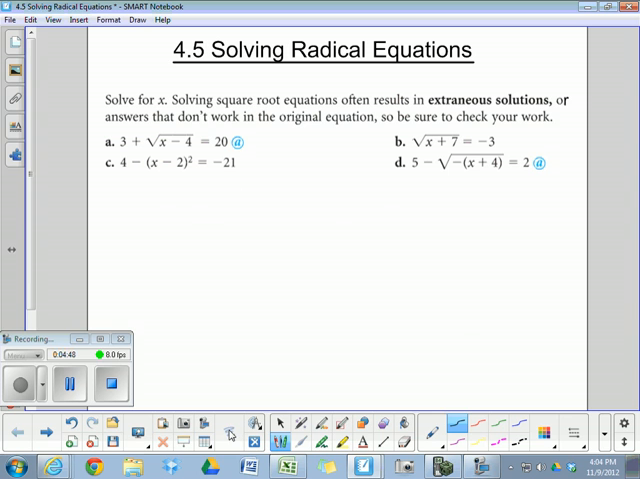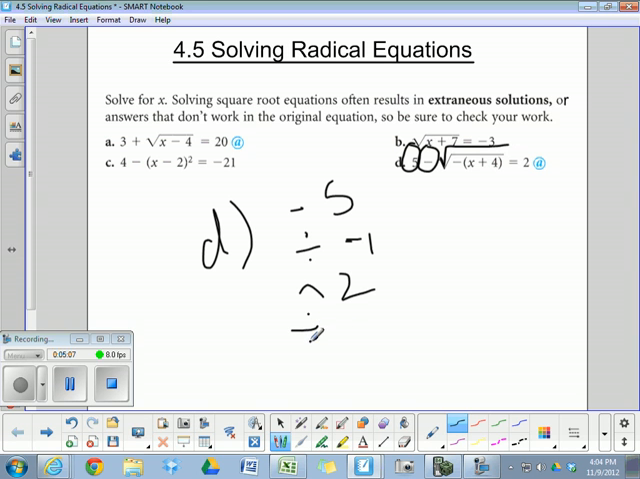In D, here's the order in which you should solve it. Take away 5 from both sides, divide by negative 1 to get rid of this negative sign, square both sides. That'll get rid of the square root symbol. Divide by negative 1 again to get rid of this negative sign. And finally, subtract 4. Those are the steps you would take to solve for x.